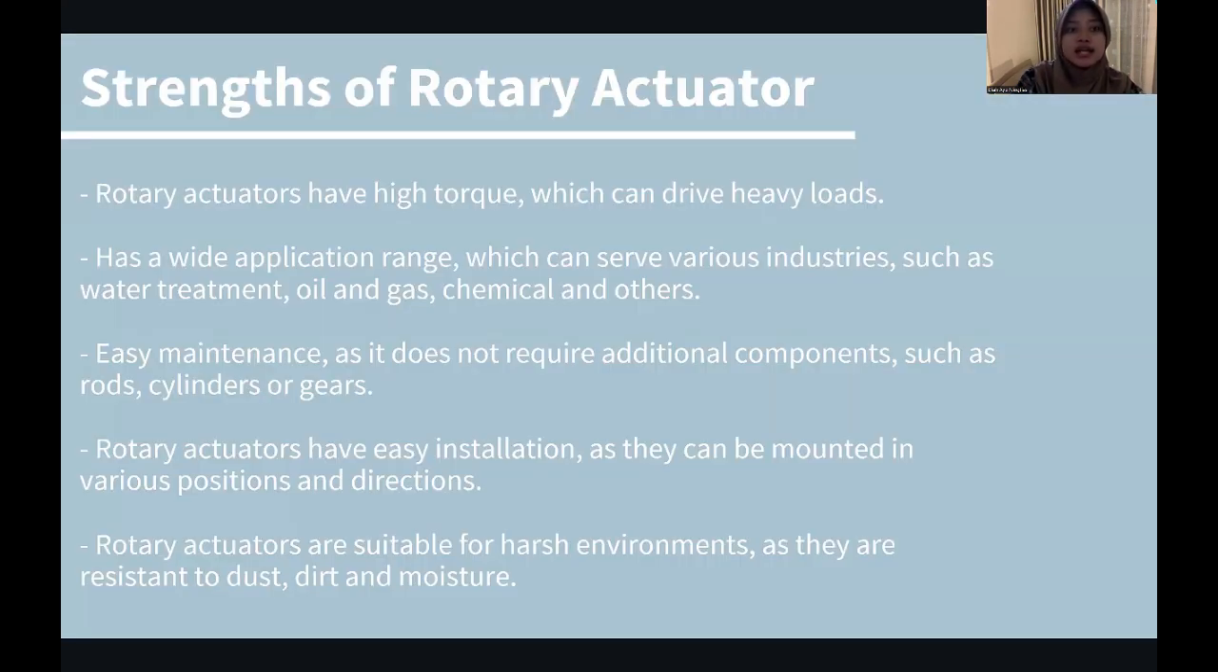Okay, strength of rotary actuator. First is rotary actuator have a high torque which can drive heavy loads, has a wide application range which can serve various industries such as water treatment, oil and gas, and chemical and others.